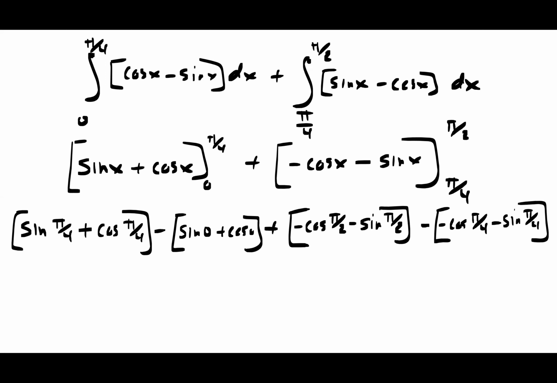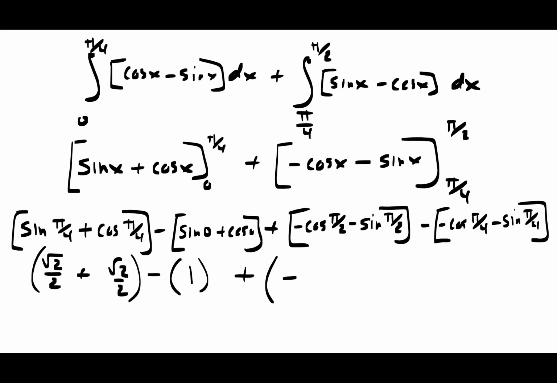Okay. The next line is probably what you would have written down if you were plugging stuff in here. So sine of pi over 4 is root 2 over 2, plus root 2 over 2, cosine of pi over 4 is another root 2 over 2, minus 0 plus 1. Sine of 0 is 0 plus cosine of 0 is 1, so 0 plus 1 is just 1. Cosine of pi over 2 is 0, and then sine of pi over 2 is 1. Minus negative root 2 over 2.